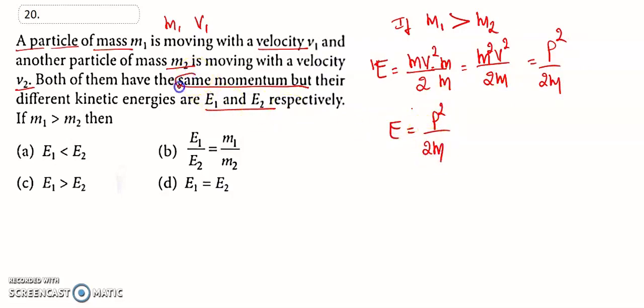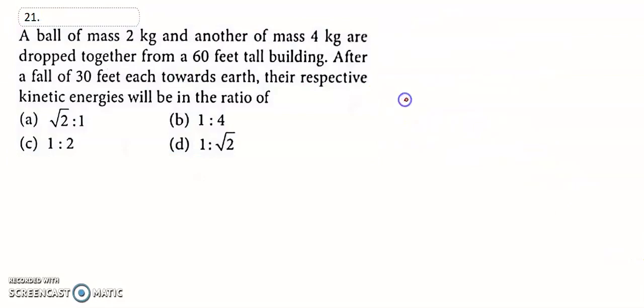So same momentum. So momentum is same. Same means constant for both. So ಹಾಗಾದ್ರೆ energy E is inversely proportional to the mass. ಹಾಗಾದ್ರೆ so if m1 is greater than m2, then E1 is less than E2. So that means E2 is greater. That is option A is the right answer for 20. So let's move to the 21.